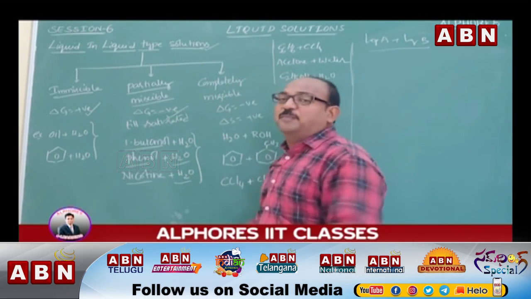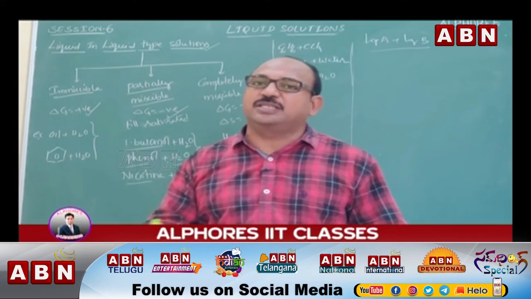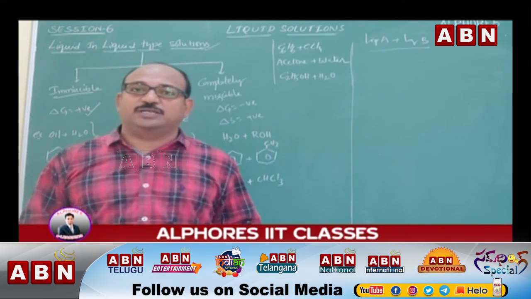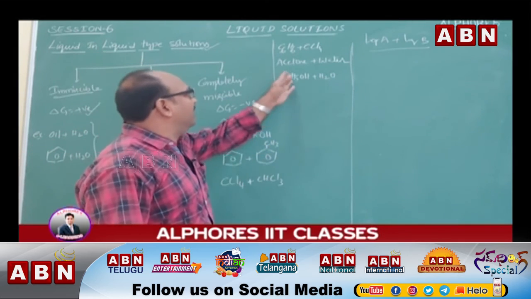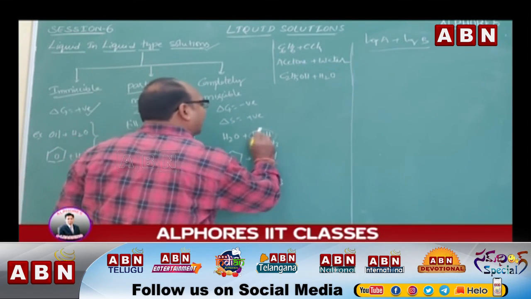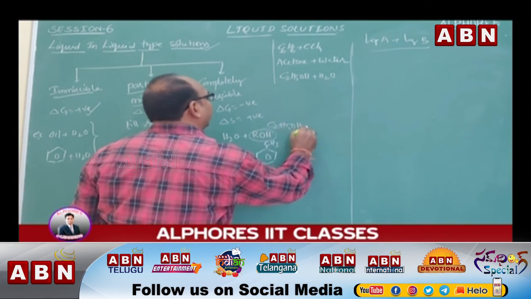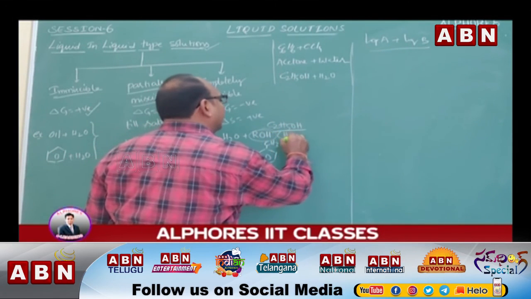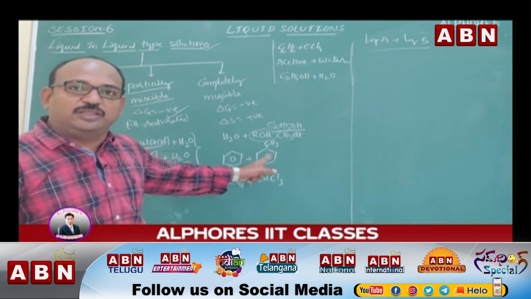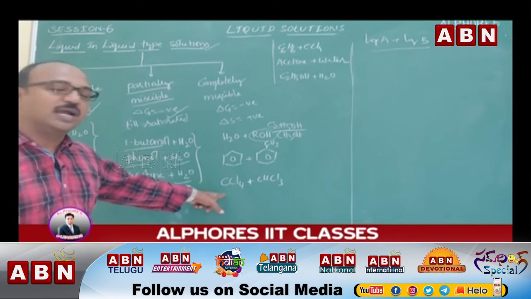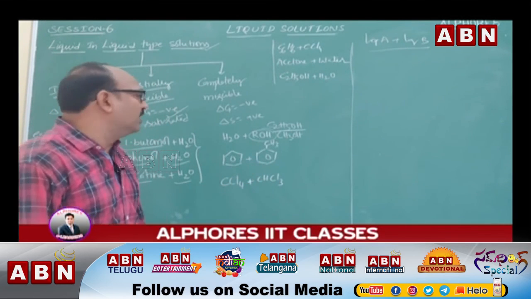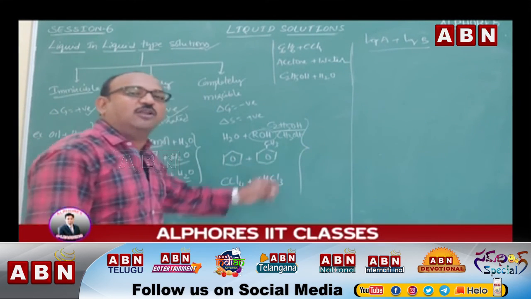And the third case, completely miscible. Completely miscible means these two liquids are going to mix in any proportion. For that, we can give examples. Alcohol in water, particularly ethyl alcohol or methyl alcohol, not all alcohols, are miscible with water in all proportions. And benzene and toluene, these two are miscible in all proportions. Carbon tetrachloride and chloroform, these two are miscible in all proportions. So these liquids are miscible in all proportions.